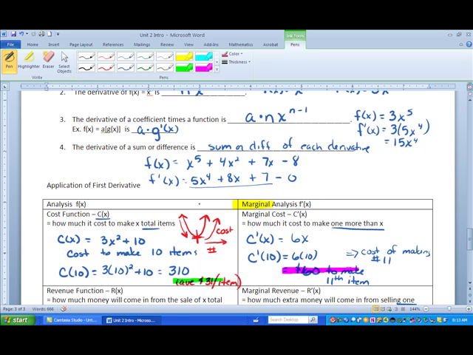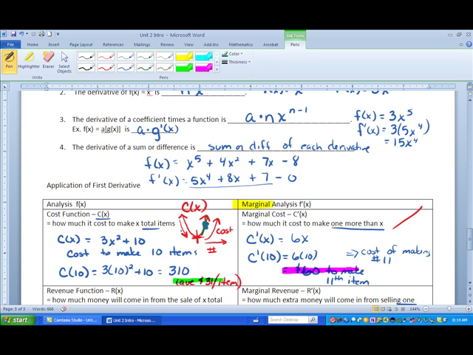So remember to continue to look at the graphs and make the connection that when you're looking at the graph itself, the cost function, each point on the graph is going to give you the total cost. So that blue point right there is going to tell you how much the total cost was for 10 items. But if you look at the slope of the tangent line at that point, it's going to tell you whether the cost is going to increase or decrease.